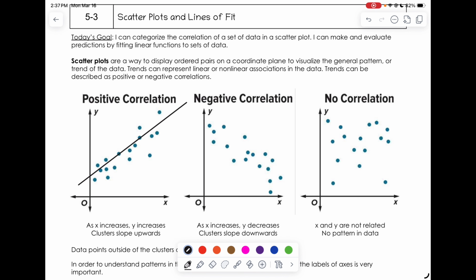Then we got a negative correlation. This is when if we draw a line of best fit, which we just try and draw in the middle, we can see that it's going down. So on the first one, it was going up. This negative, it's going down.